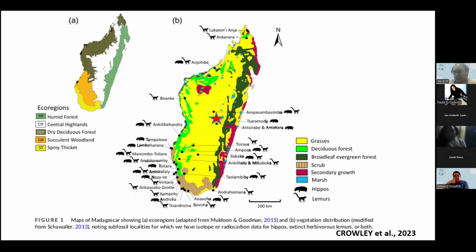studied area because, as we see here, almost all of the subfossil sites of Madagascar are located in the southwestern part and in the west, but there are some localities in the Central Highlands, and the Tsaramody site was found during our expedition with a Cenozoic project led by Dr. Sammons, and this site is a result of the volcanic activity from the Upper Miocene to the Holocene.